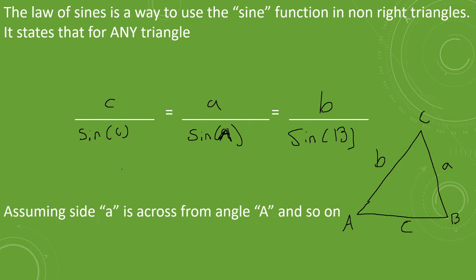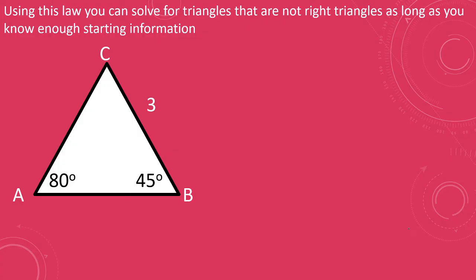So law of sines is pretty easy in terms of remembering it. It's just length over sine, length over sine, length over sine. Just remember that it's always the side and the angle that it's across from. So a across from A, b across from B, c across from C. Let me show you how we can apply this into a problem here.